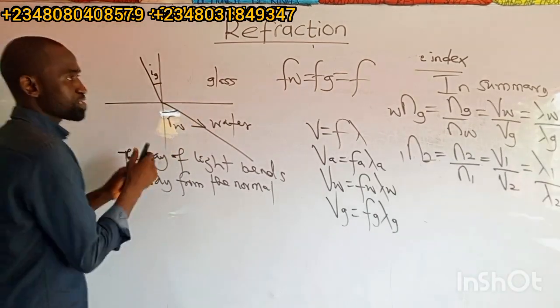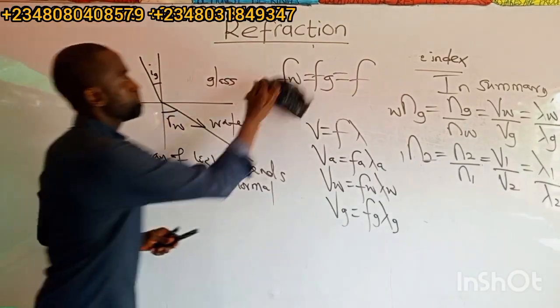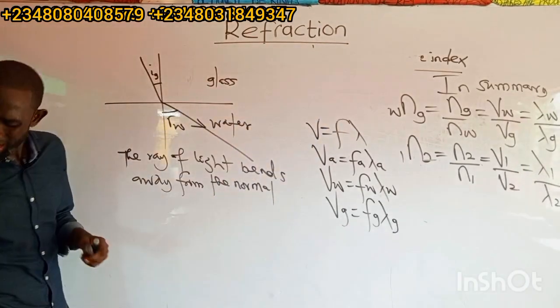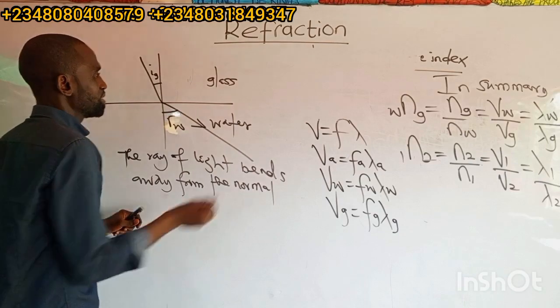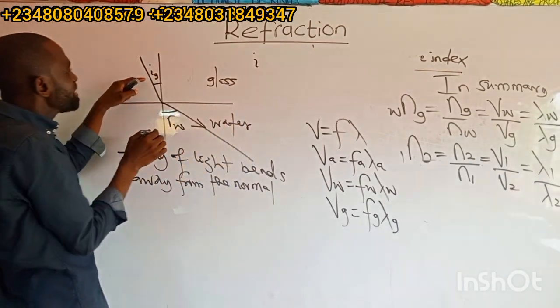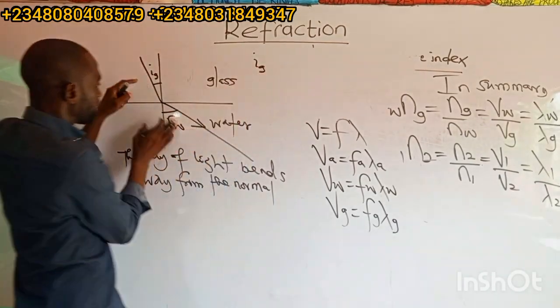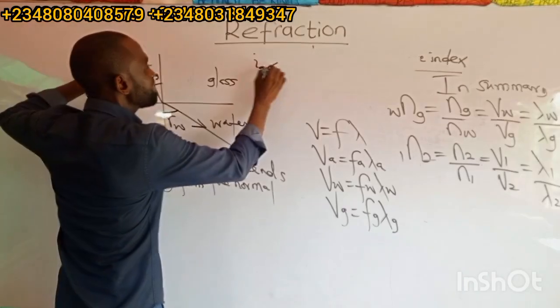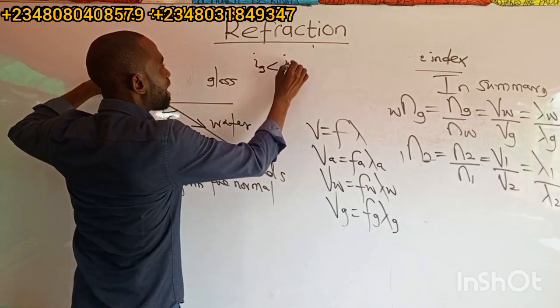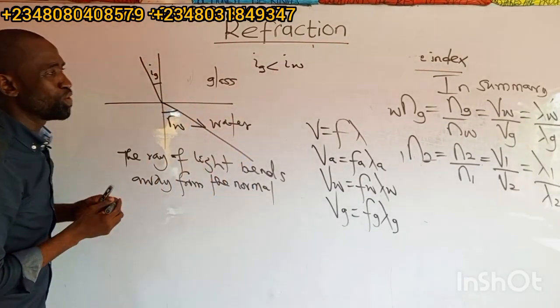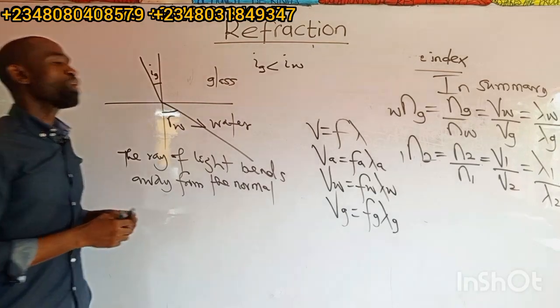Look at this. We can ask ourselves, is the angle of incidence in glass less than the angle of incidence in water? Look at it very well. You can say the following is correct.